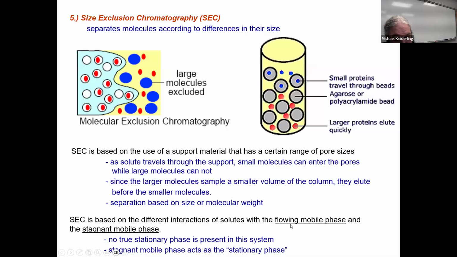It has to do with the different interactions of the solutes with the flowing mobile phase and the stagnant mobile phase. There's no true stationary phase. The stagnant mobile phase acts as the stationary phase, but it separates things on size.